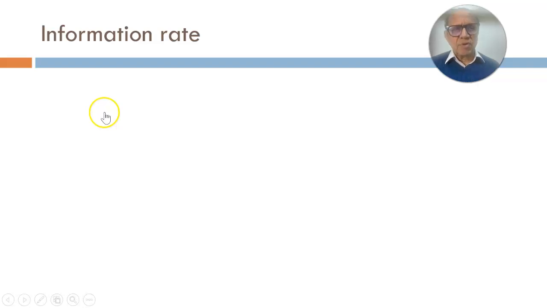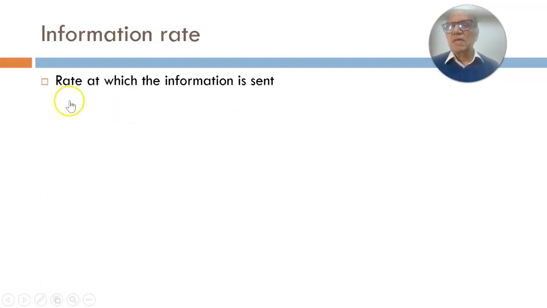Now, one more important aspect that we need to consider is the information rate. Understand that bit rate is in general not the same as the information rate. So we will try to explain it here. This is the rate at which the information is sent. Since this is the information rate, you need to understand what is the information content of a message. When you send a coded message, maybe 8-bit, 16-bit, or whatever it is, how much information does it contain?